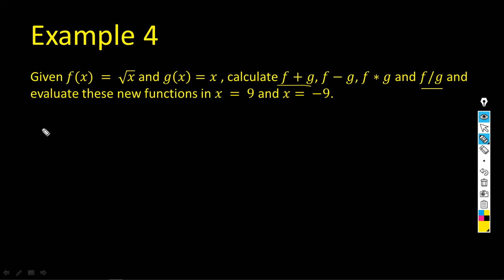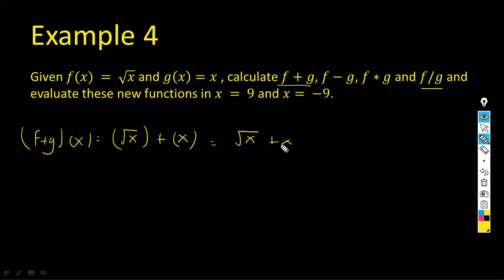So let's do it. f plus g of x is gonna be equal to f of x, which is the square root of x, plus g of x, which is x. So this is the function: the square root of x plus x. This is f plus g. Now let's evaluate in x equals 9 first. So f plus g evaluated in 9 is going to be the square root of 9 plus 9, which is 3 plus 9, which is 12.